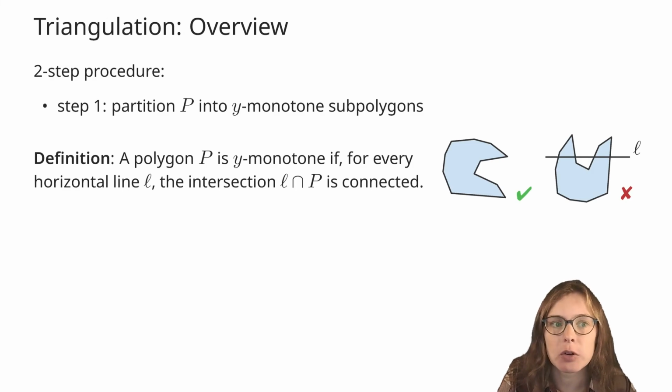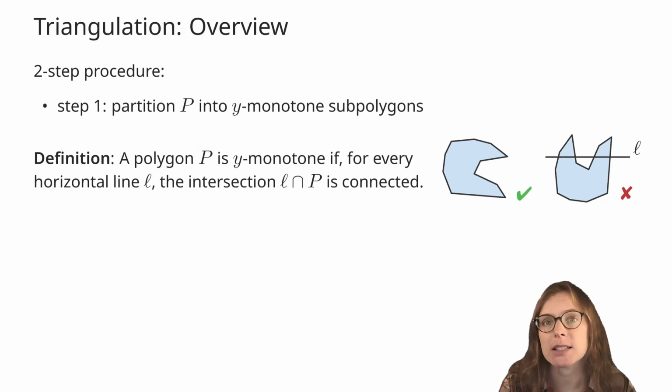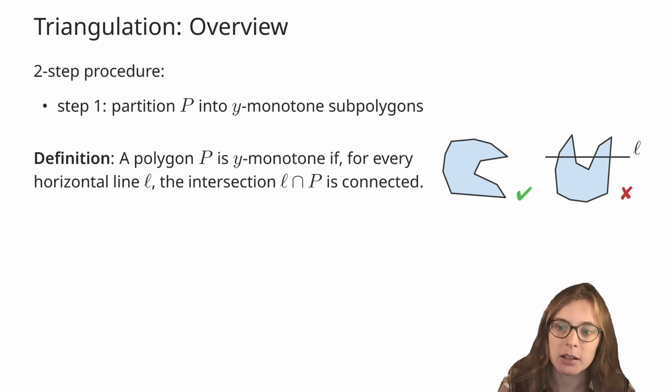So consider the following 2-step procedure. In step 1, we partition the polygon P into y-monotone subpolygons. A y-monotone polygon is such that any horizontal line intersecting it intersects it in one connected component. For example, the right polygon is not y-monotone because there exists a line L that intersects it in 2 components. On the other hand, the left polygon is y-monotone because any line intersecting it intersects it in one connected component.